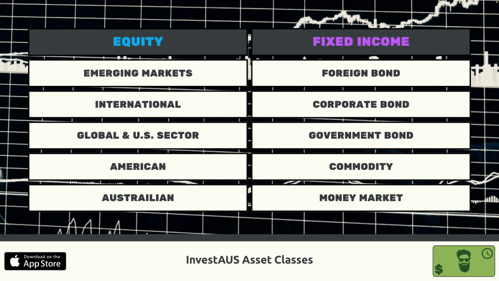So when it comes to the Invest Oz asset classes, there's going to be 10. 5 equity and 5 fixed income. From highest to lowest risk in the equities, it goes emerging markets, then international, then global and US sector, then American, then Australian. For the fixed income, you're going to be in foreign bonds, then Australian corporate bonds, Australian government bonds, commodities, and money market.